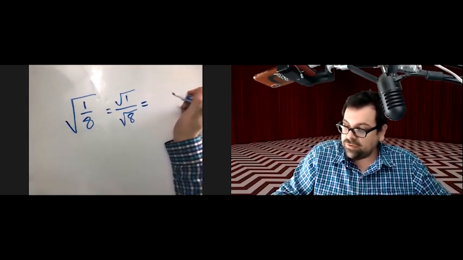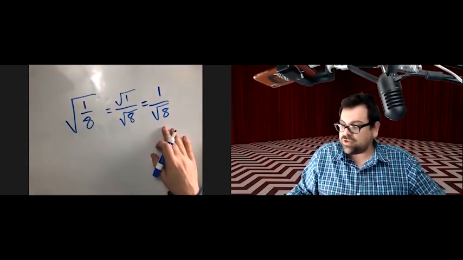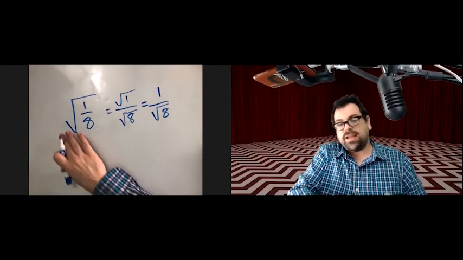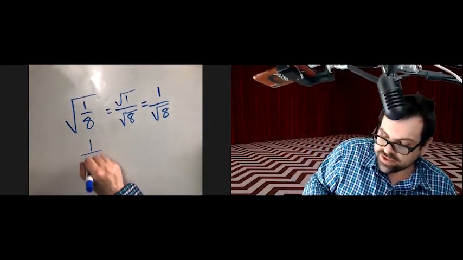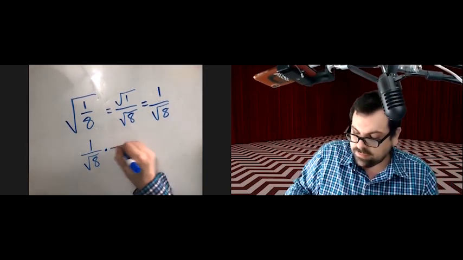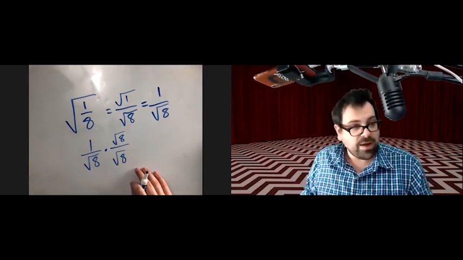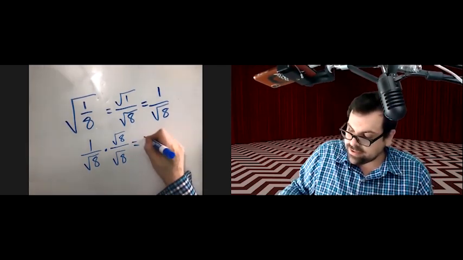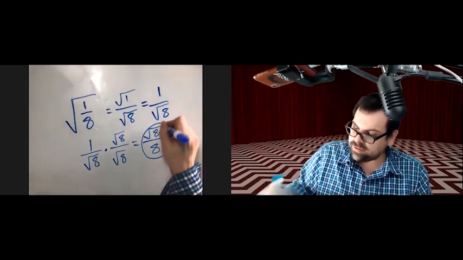We can simplify a little first because the square root of 1 is just 1. So what we're really looking to rationalize when we are looking at the square root of 1/8 is 1 over the square root of 8. And if we multiply that by the square root of 8 over itself, multiplying by 1, that's going to give us square root of 8 over 8.